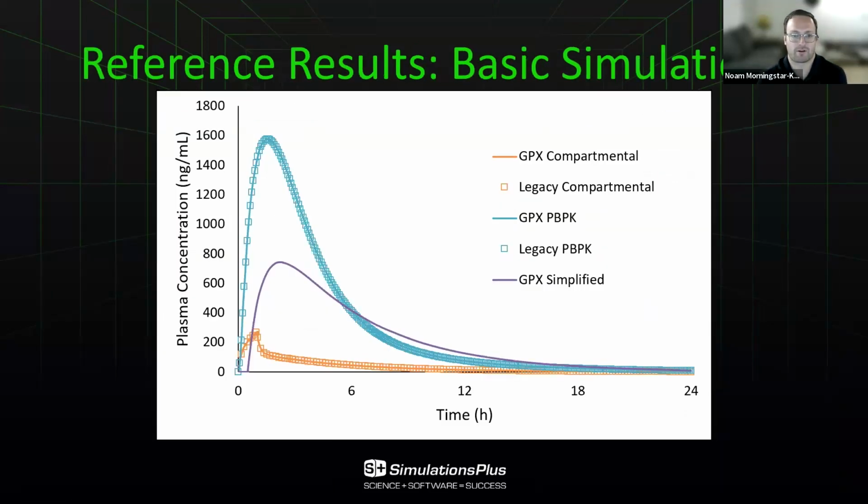So how did we get our reference results? In most cases, this was a comparison to the legacy version of Gastro, although GPX does contain some new features.